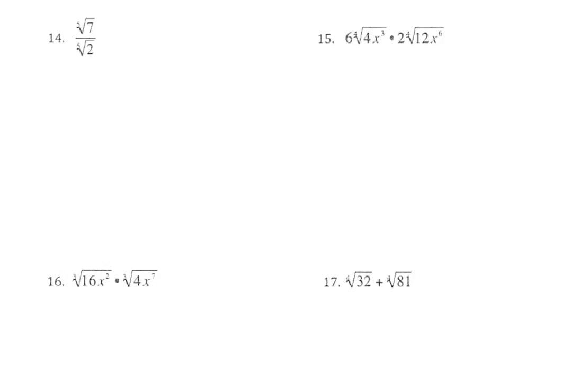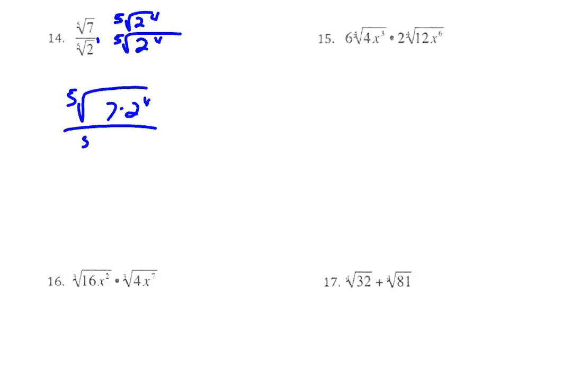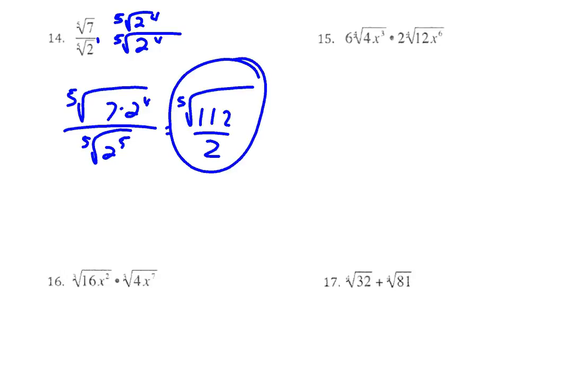14, I can't reduce anything. So I'm just going to go ahead and multiply top and bottom. I've got 1, 2, so I need 4 more. I got the 5th root of 7 times 2 to the 4th on top. The bottom is the 5th root of 2 to the 5th, which is flat out 2. Do 2 to the 4th, which is 16. Take it times 7. So that'd be 70 plus 42, 112. 5th root of 112 all over 2.